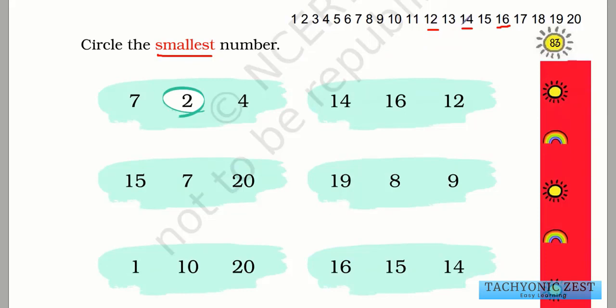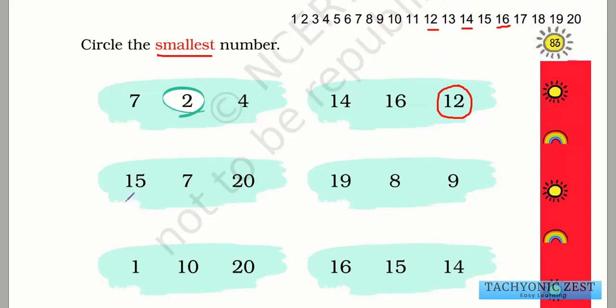So out of 12, 14 and 16, the number that will come first, or the number that will come before the other two numbers, that number will be the smallest number. So here 12 is the number that comes before other two numbers, which are 14 and 16. See here, first 12 comes, then 14, then 16. So the number that came first, that is the answer. So in this case 12 is the answer.